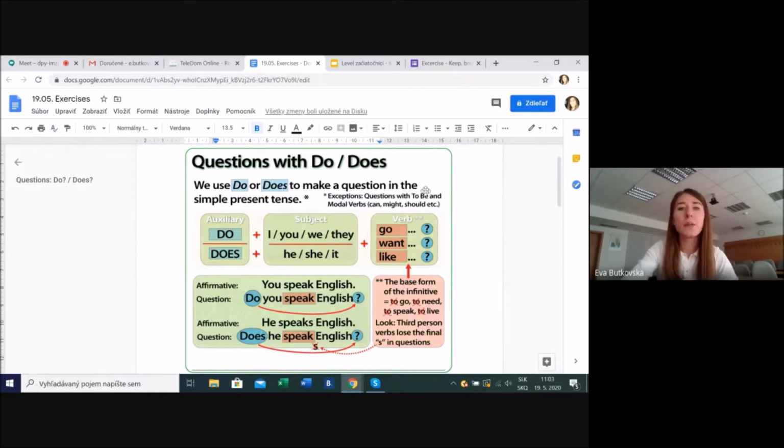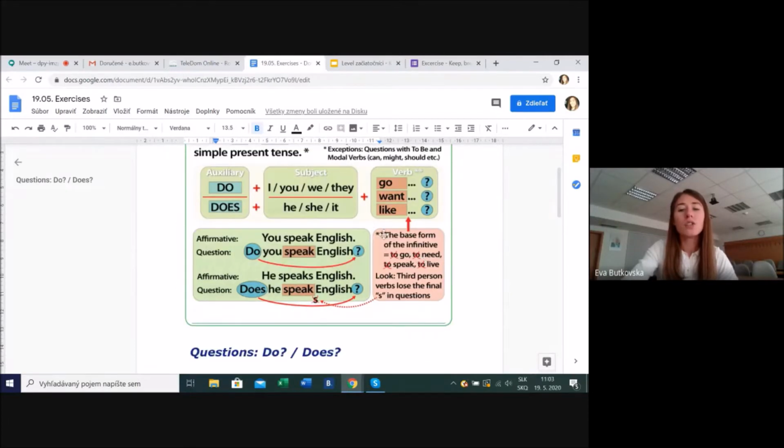That's a habit. To create a question, we start with the word do or does, then we add some subject or pronoun, and then we add the desired verb. So let's study these two examples. The affirmative sentence is: you speak English. I know that it's you, the subject, so I use the word do. Do you speak English? Note that we use the word do with subjects I, you, we, and they. And we use does with pronouns he, she, and it. So, does he speak English? Please note that we leave the S. We can imagine that this S goes to the does.